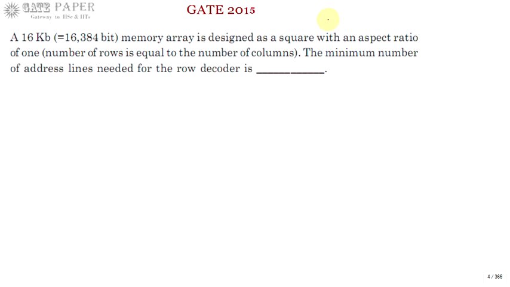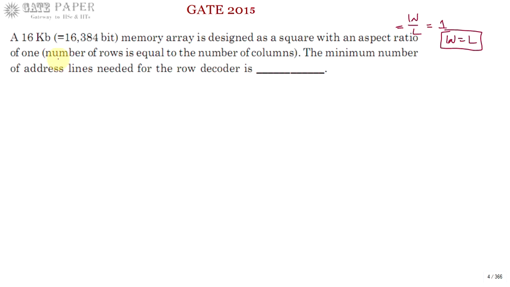First of all, aspect ratio. The meaning of aspect ratio is simply the ratio of width to length. W by L is called the aspect ratio. If it is equal to 1, then W is equal to L, which is nothing but the number of address lines required for the column is the same as the number of address lines required for the row. That is what we call a square array.